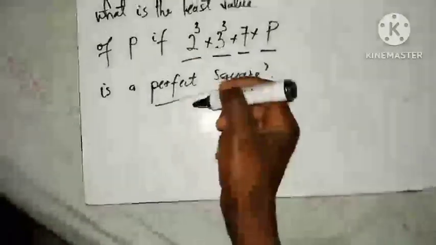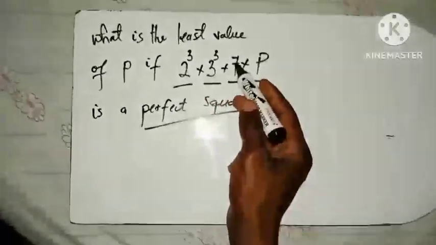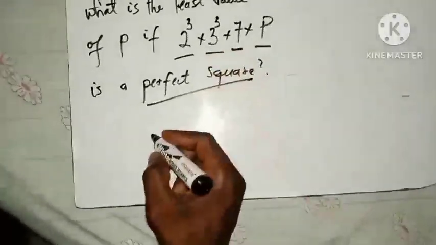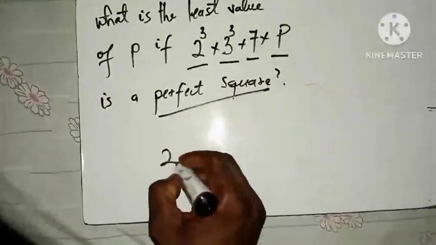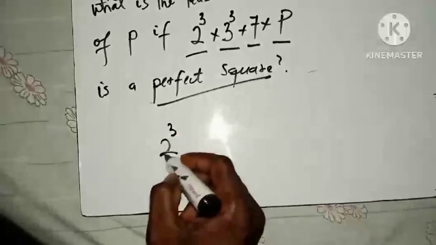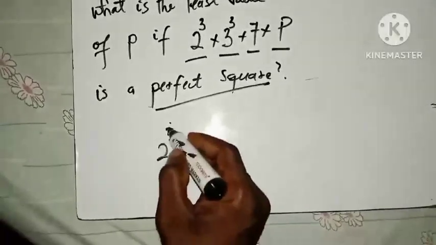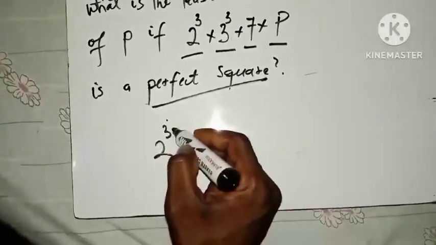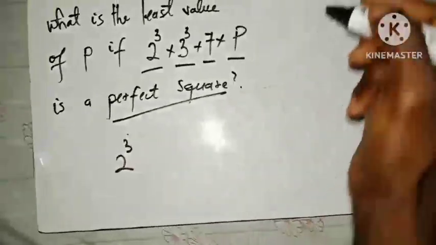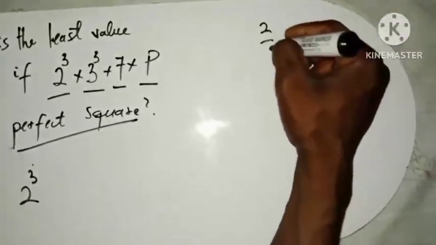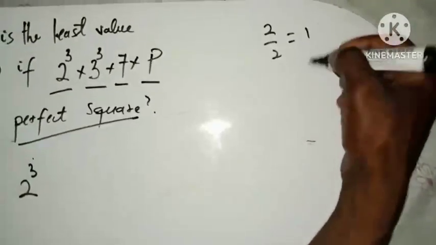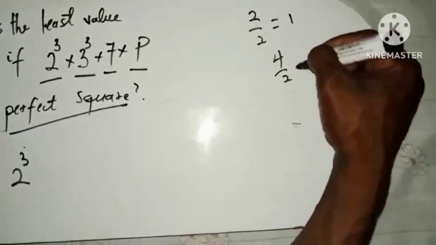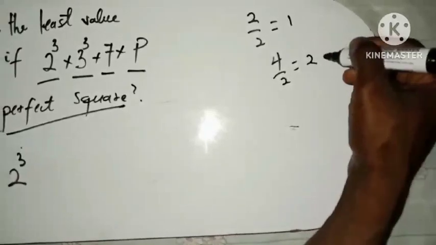Now the question is, how do you get perfect square numbers out of this? The only key or secret here, pay very close attention to this, is to deal with the first one. The exponent of the 2 is 3, but instead it must be even. Even means that you can divide it by 2. So 2 divided by 2 is equal to 1 without any decimal or fraction. 4 divided by 2 is 2 without any decimal on it.